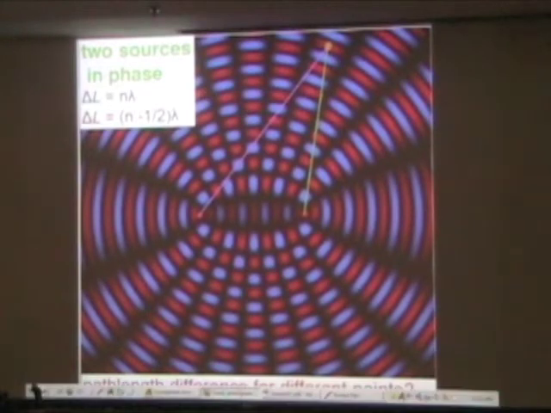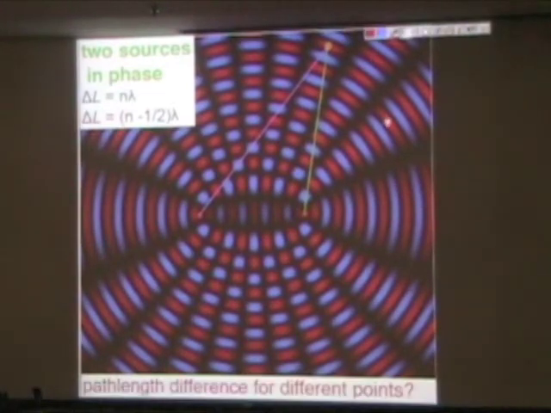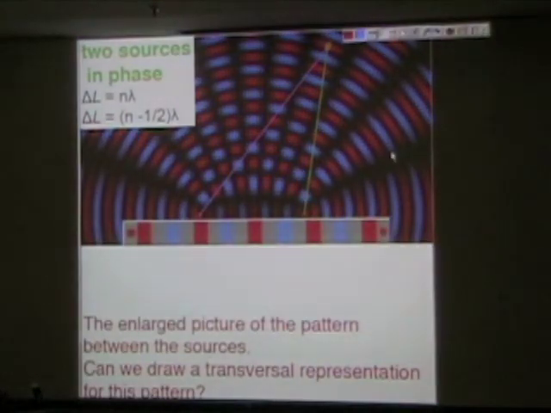For example, what's going to happen here, here, or here, or here, or here? The easiest way is to look at what is happening inside between two sources. So what I did, I took this picture and I enlarged it. This point represents the source on the left, and this point represents the source on the right. And what we see in between is just a snapshot of red, blue, and black lines.